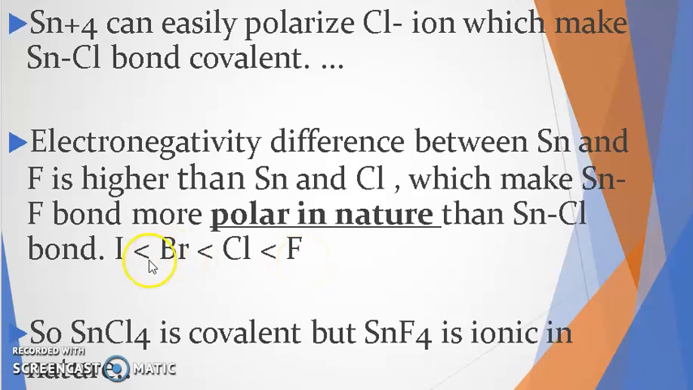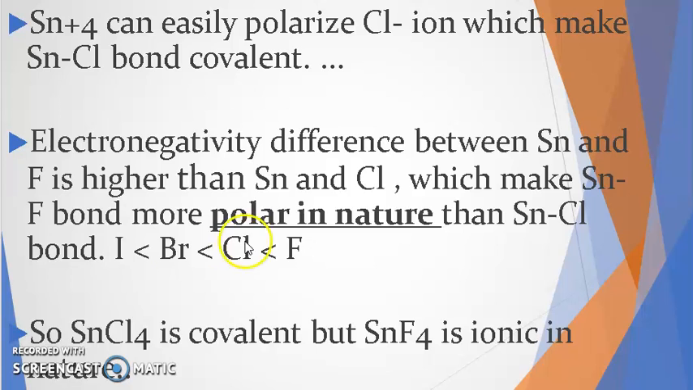From fluorine to iodine, the number of energy levels increases down the group. Therefore the nucleus and electrons attract each other less because of the shielding effect, so electronegativity decreases down the group. That means fluorine has more electronegativity than iodine. The order is: iodine is less than bromine, bromine is less than chlorine, chlorine is less than fluorine. So fluorine has the highest electronegativity.